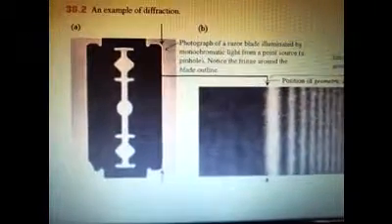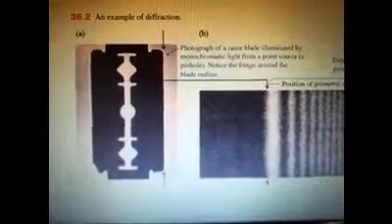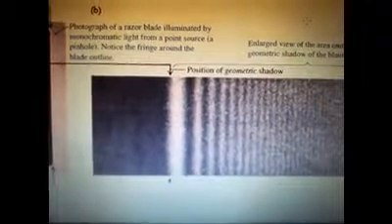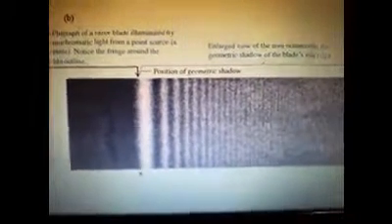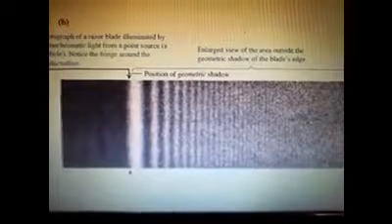For the second example, I will direct you to the textbook itself, which does a pretty good job of showing an example right here. If you took a photograph of this razor blade, you'd see on the edge that there's an interference pattern going out across. This is because the diffraction of the waves adds up constructively and destructively cancels each other.